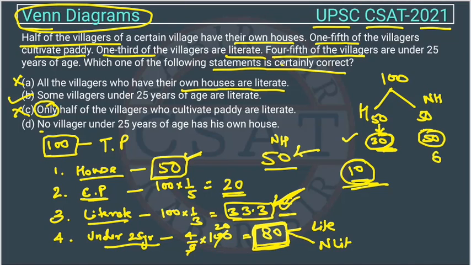Because all 80 we cannot put here, because here the number of people who are not owning a house can be only 50, but here we have a total of 80 people under 25, right? So this statement is also wrong. So only statement B is correct, right? So the answer will be option B.